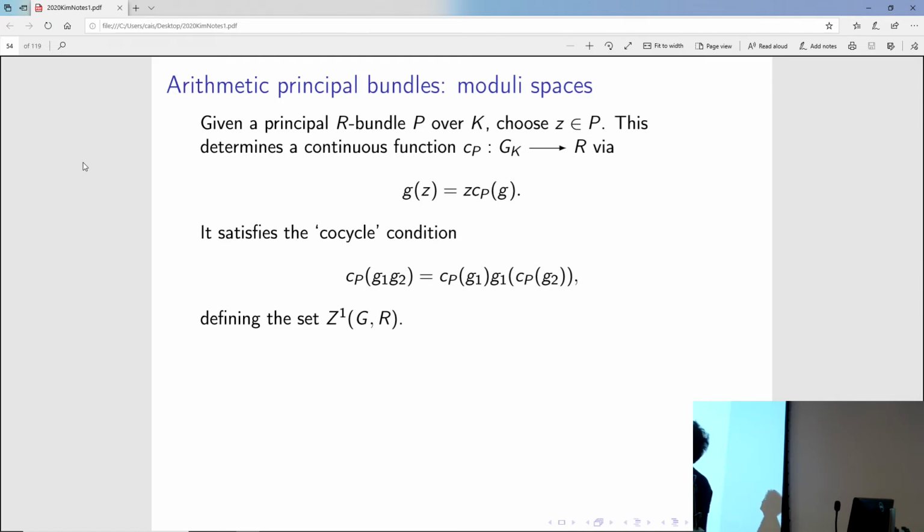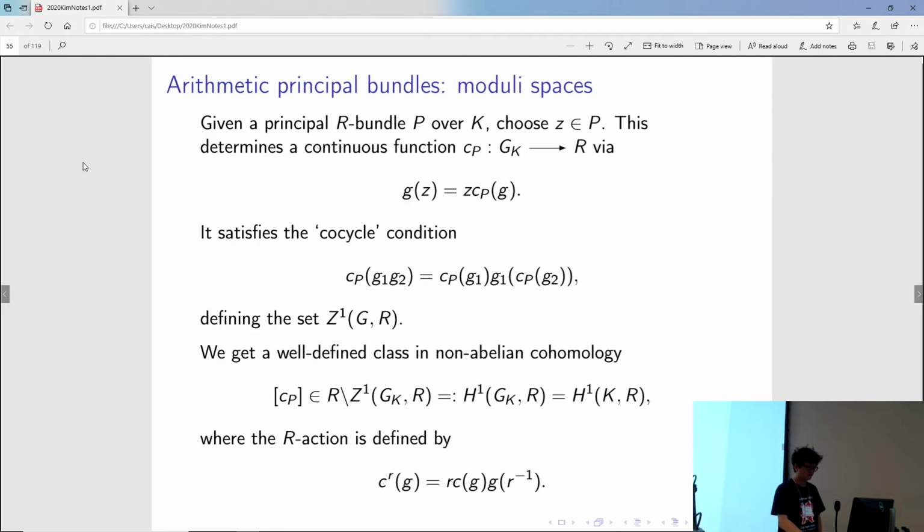Well, you just act on your given point Z by an element of the Galois group. Then because R acts simply transitively, there's an element that I denoted here by c_P(g), right, which relates it back to the original Z. So gZ has to be Z times c_P(g) for some element of R. So that's what I'm denoting as the function from G_K to R as g varies. So that function satisfies this condition that's sometimes called the cocycle condition. So all continuous functions from the Galois group to R that satisfy this condition are called the one cocycles. I'm denoting it by Z^1(G, R).